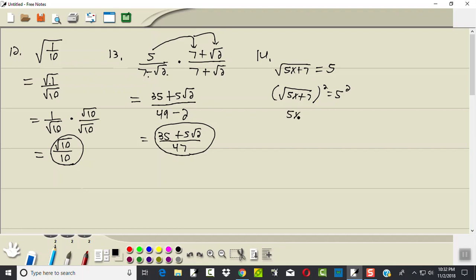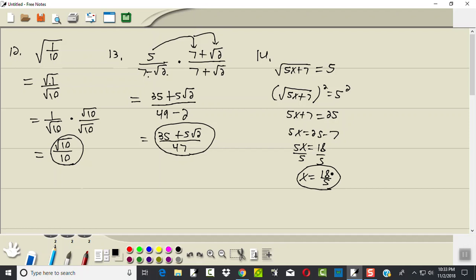Now when your index matches your power, they cancel each other. So that gives us 5x plus 7. And 5 squared is 25. Now we don't have any more radicals, so we're going to solve this like normal. And this is a linear equation at this point. So I'll take 7 over. So I got 5x equal 25 minus 7. 5x is equal to 18. And then divide both sides by the number in front of your x. So divide both sides by 5. And we get x is equal to 18/5.